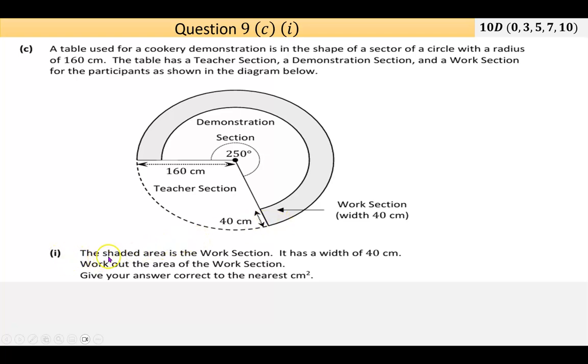So part 1 says the shaded area is the work section. It has a width of 40 centimeters, and we see that indicated here. Work out the area of the workstation. Give your answer correct to the nearest centimeter squared.